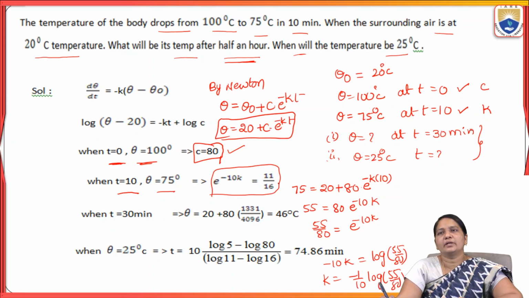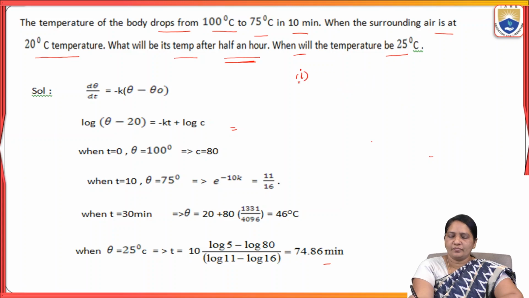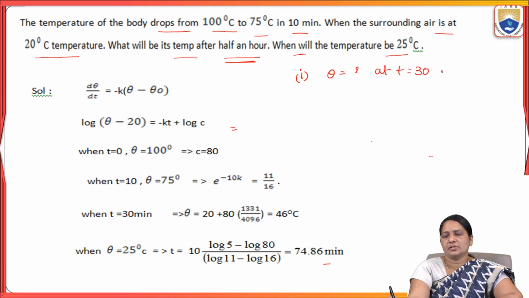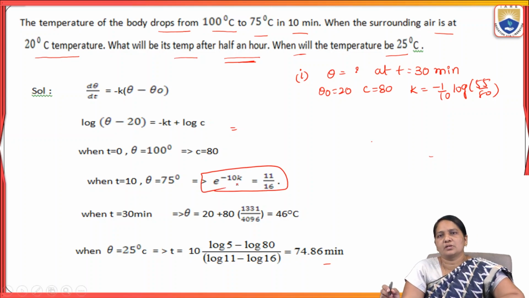Next we have to calculate the temperature and time for the given problem. First step, we have to calculate the theta value at t equal to 30 minutes. Already we know theta naught is 20, C value is 80 and k value is minus 1 by 10 log 55 by 80. Otherwise, we can use e power minus 10k equal to 11 by 16 also.